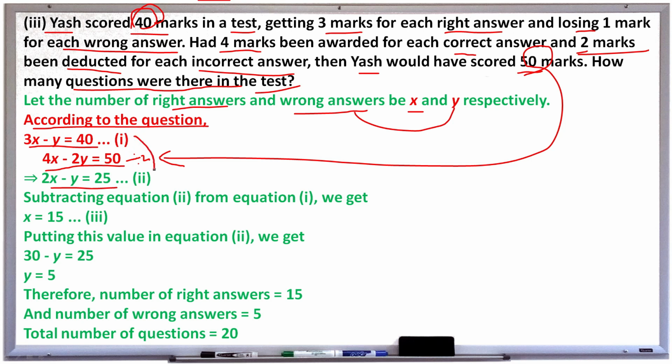Now we are going to subtract equation 2 from equation number 1. So 1 minus 2. When you subtract, the y will get cancelled. So 3x minus 2x will become x, 40 minus 25 is 15. x is equal to 15 we are getting. Putting this value in equation number 2, you will get y is equal to 5. Therefore the number of right answers is 15, the number of wrong answers is 5. Total number of questions in the test is 20.